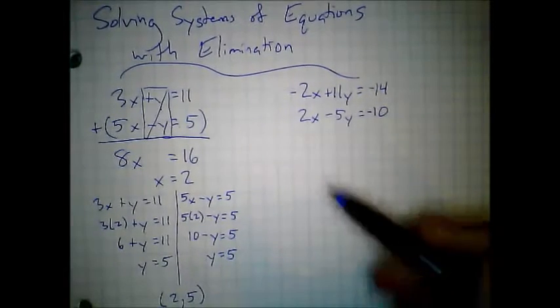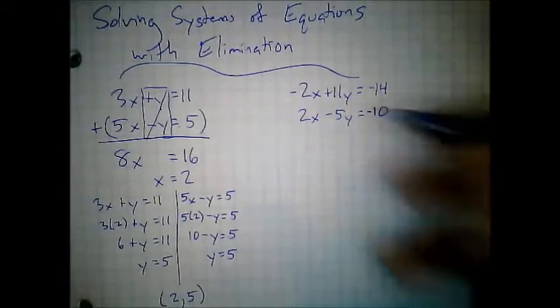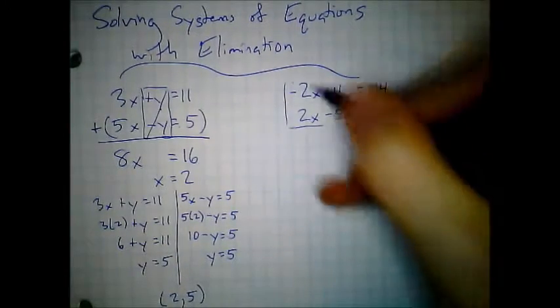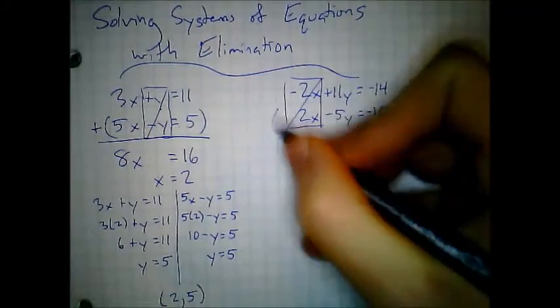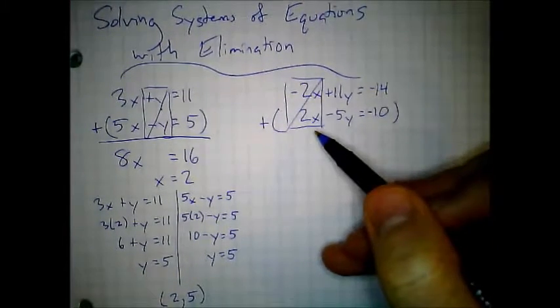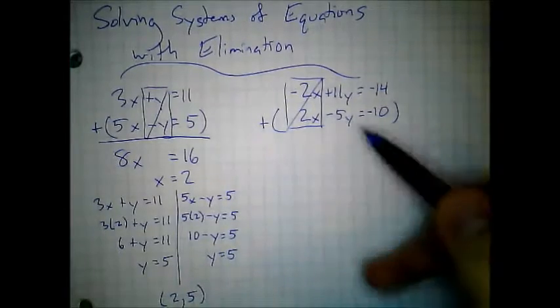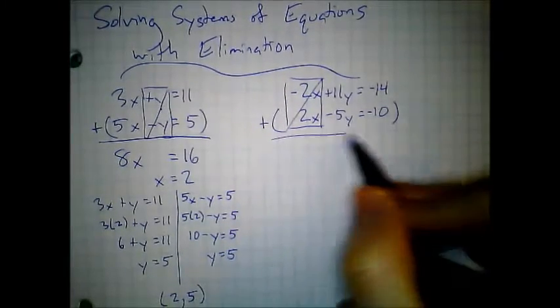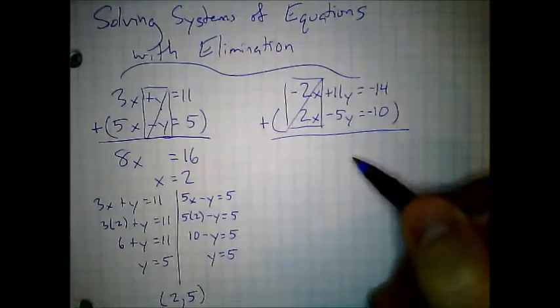I notice I have a negative 2x in my first equation and a positive 2x in my second equation. Well, I know by simply adding these two equations, these x's will eliminate. So I'm going to add these two equations. What if I just combine these equations by adding? Negative 2x plus 2x zeroes out. That's how I could combine these two equations to eliminate one of my variables.